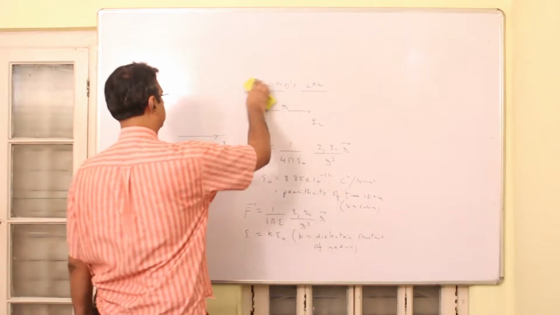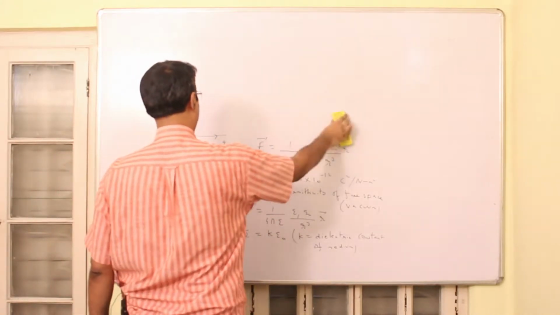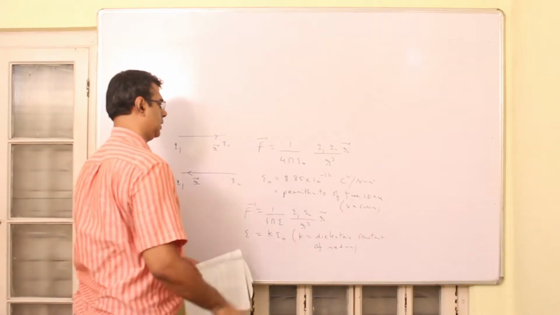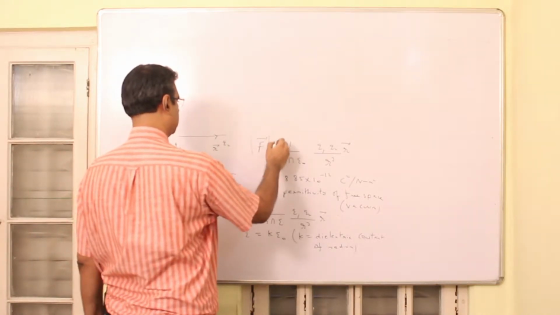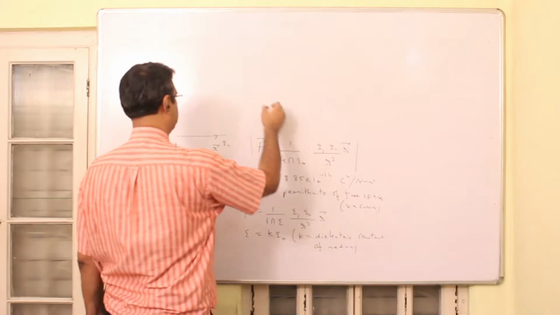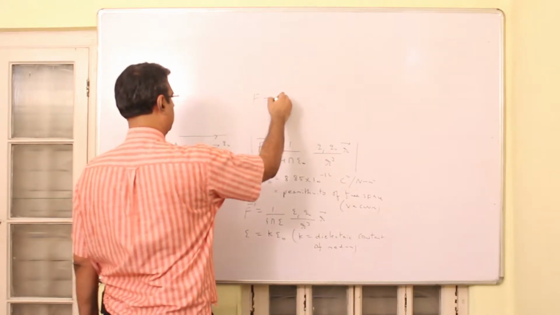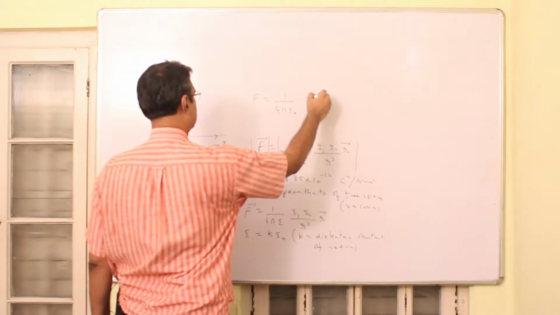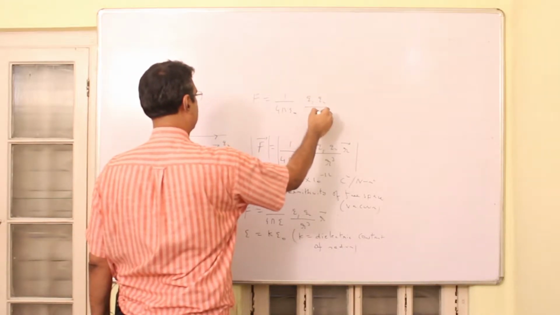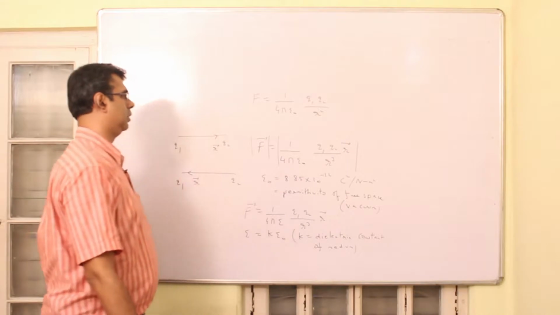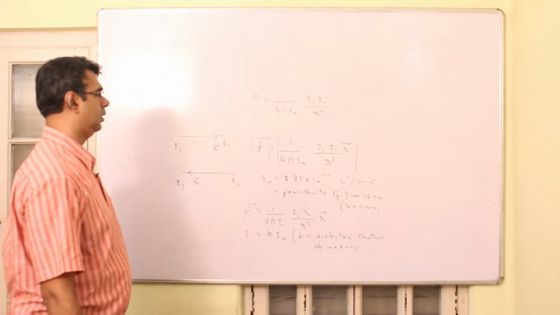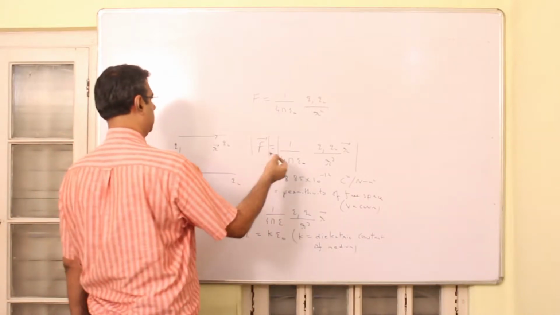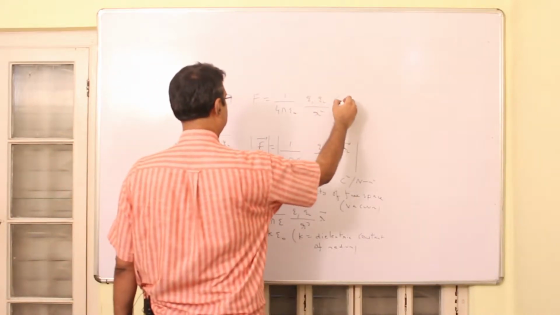But it is more convenient to use the scalar form. In the scalar form, all you have to do is just take a modulus on both sides. So you get the scalar form of Coulomb's law, which is this: F is equal to 1 by 4 pi epsilon naught Q1 Q2 by R square.